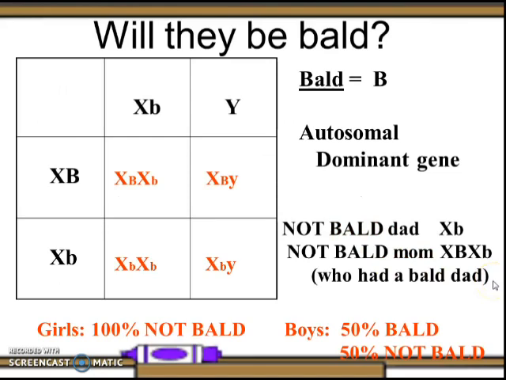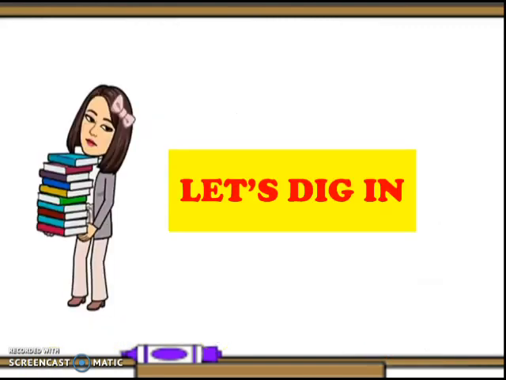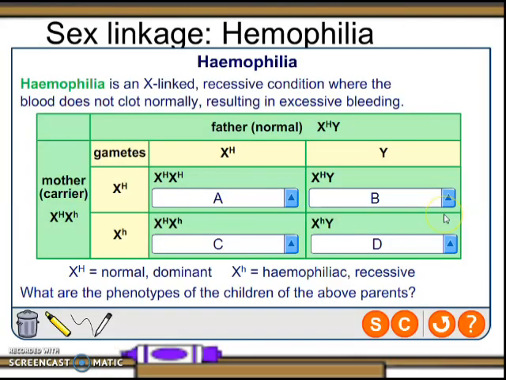When you make a cross between a not bald dad and a not bald mom who had a bald dad, here's the possible outcome and its phenotypic ratio. Let's dig in. Hemophilia is an X-linked recessive condition where the blood does not clot normally, resulting in excessive bleeding. What are the phenotypes of the children of the above parents?